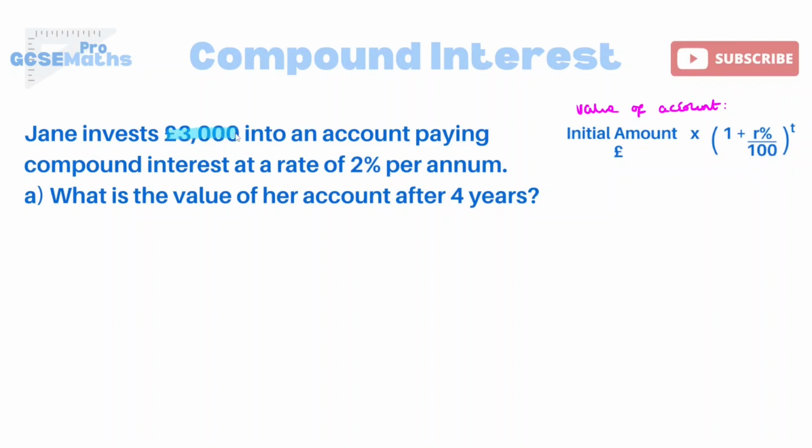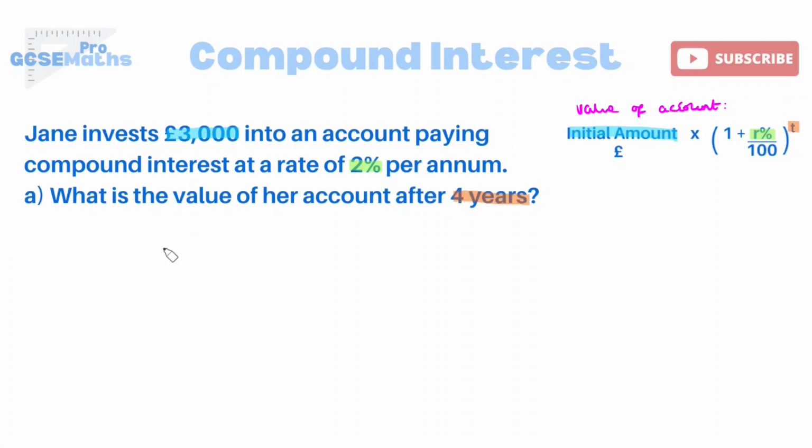So if we were to match it up, for example, we've got the initial amount, which in this case is the amount they're going to invest. So we're starting with £3,000. We're going to have the rate or percentage interest, whatever you want to call it, which is here. And then we're going to have the time, which is this one, 4 years.